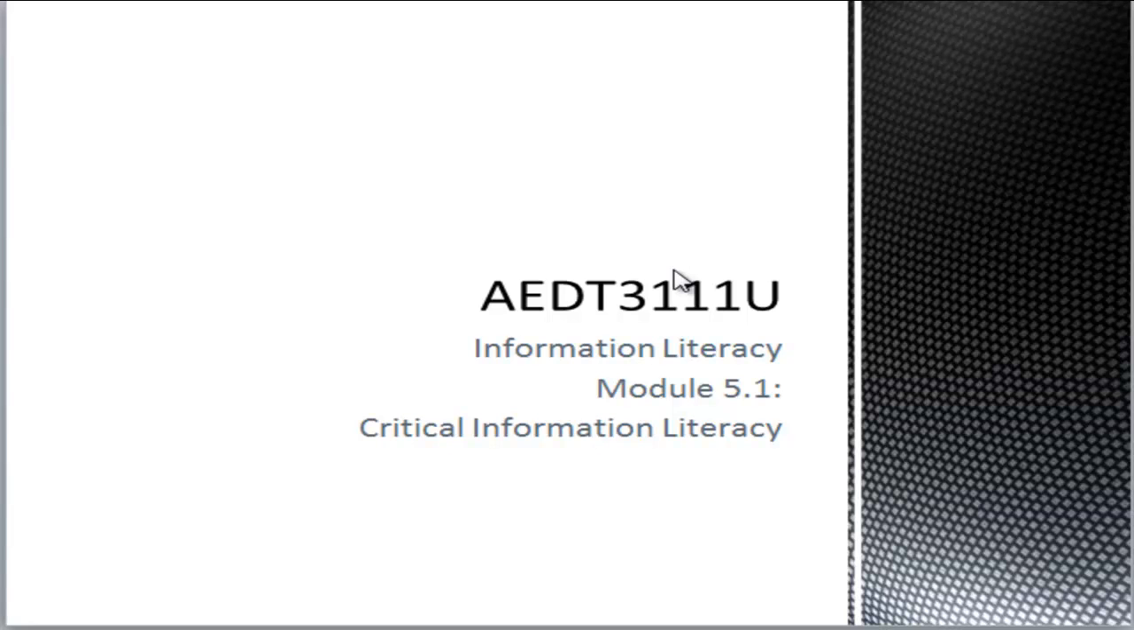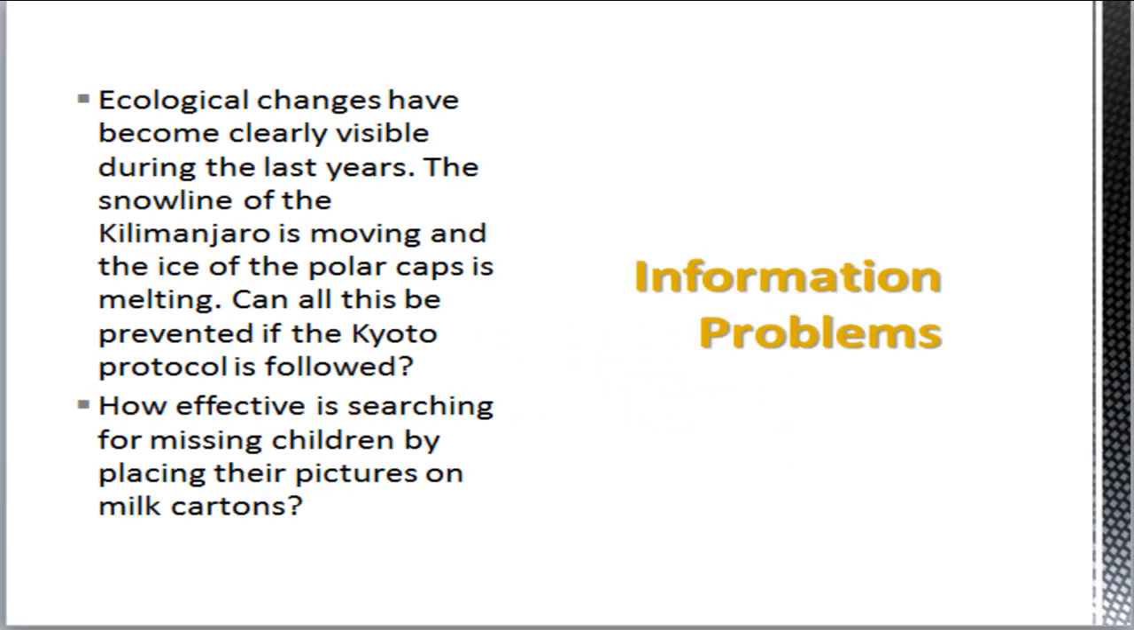Information Literacy, Module 5.1, Critical Information Literacy. An information problem arises when a discrepancy occurs between information needed to answer a question and information already known.